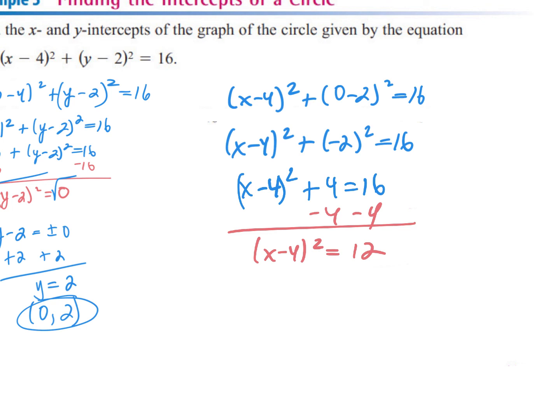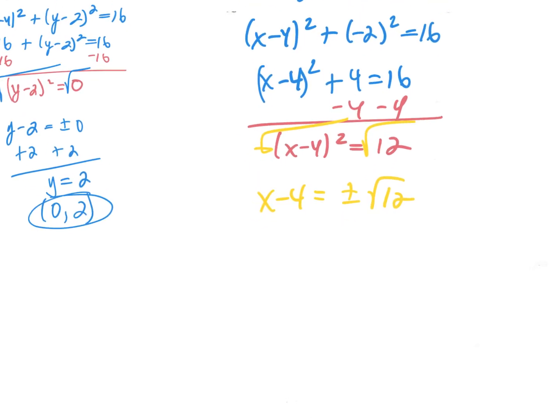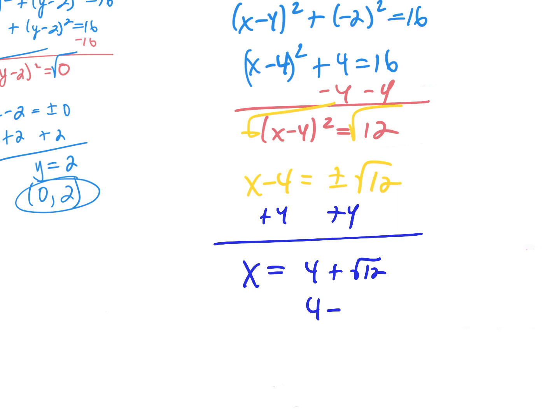What do I do now? I'm going to take the square root. When you take the square root, what goes in front of your answer? Plus or minus. This is why I told you to do that with the plus minus 0. A lot of times, since we're starting off with x squareds, you'll have two answers for your intercepts. How do I get x all by itself? I'm going to add 4 to both sides. So x equals 4 plus the square root of 12, and 4 minus the square root of 12.